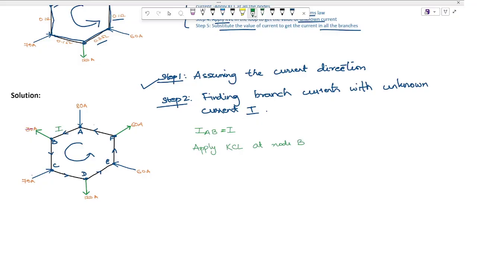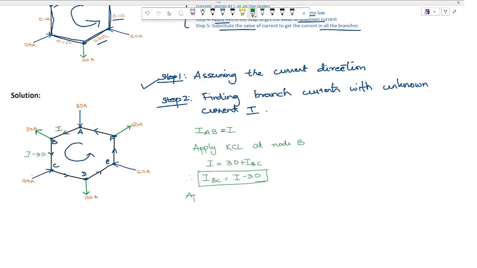You know that KCL says that the summation of the incoming currents should be equal to the summation of the outgoing currents, right? So what are the incoming currents at node B? I is the incoming current, and the outgoing currents are this 30 amperes, and one more current which is IBC. So the equation will be I equals 30 plus IBC. Therefore I can write IBC is equal to I minus 30. This is one of my branch currents, I minus 30.